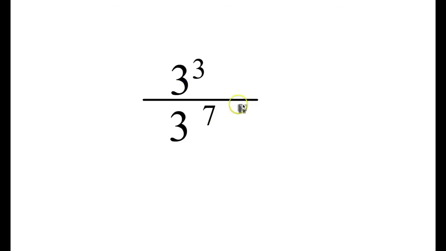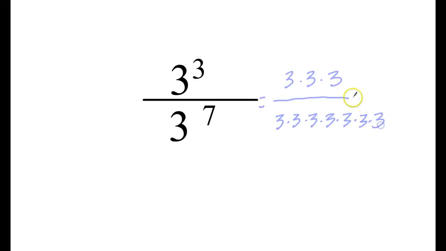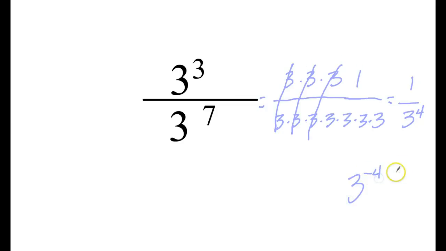Now, this is going to be equal to 3 times 3 times 3 all over 3 times 3 times 3 times 3 times 3 times 3 times 3. I count 1, 2, 3, 4, 5, 6, 7. That becomes 1. That becomes 1. That becomes 1. And I'm left with 1 over 3 to the 4th power, which can be written as, if it says divide by 3 4 times, 3 to the negative 4th power.